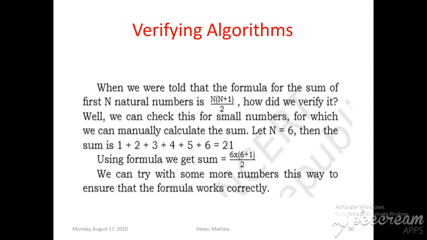Then again we can check using the formula n into n plus 1 by 2, that is 6 into 6 plus 1 by 2, equal to 21. In both cases we get the correct result, so we can say that our algorithm is correct. We can try some more numbers to ensure that the formula works correctly. If we only try n equal to 6, we cannot say that the algorithm works correctly. We can run with more inputs, and then only can we say that the algorithm is working correctly. This is the way to verify an algorithm.